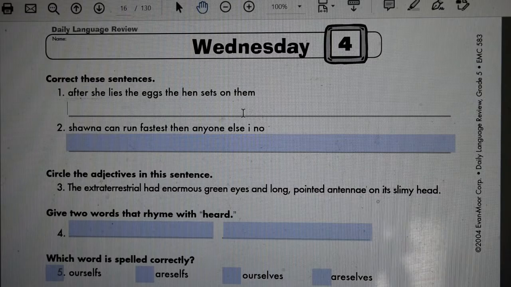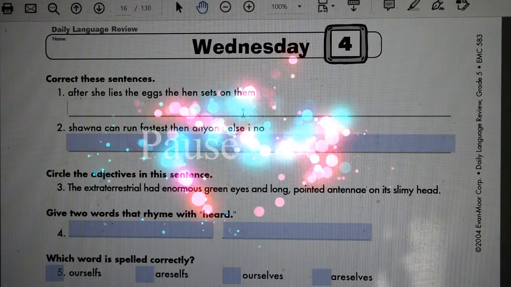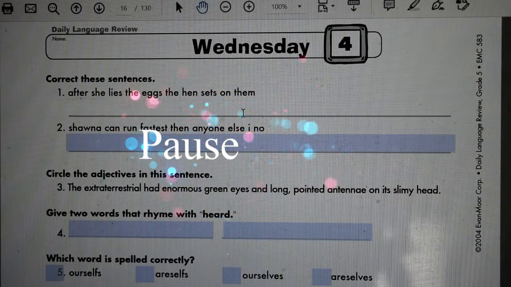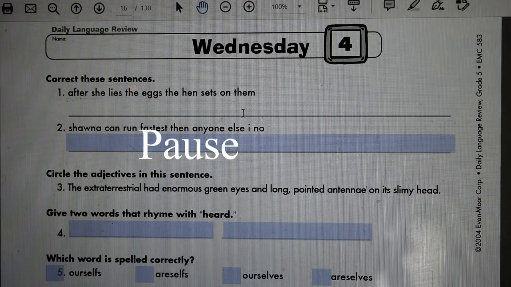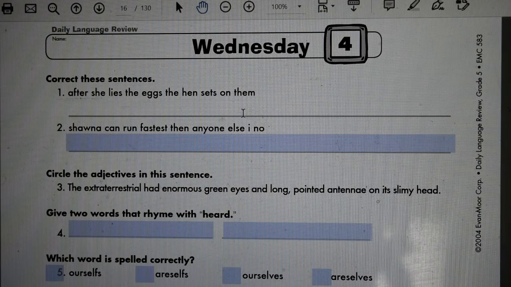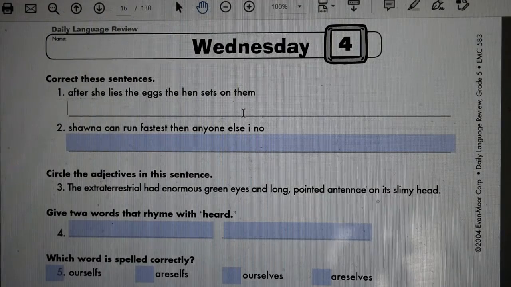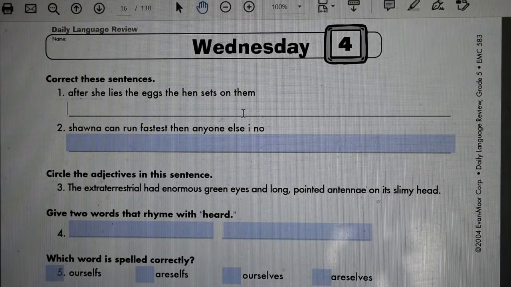So go ahead, get out your notebook, press pause, and fill in the correct answers in your notebook. And welcome back to our grammar activity. The first two activities we are to do today is to correct these sentences.